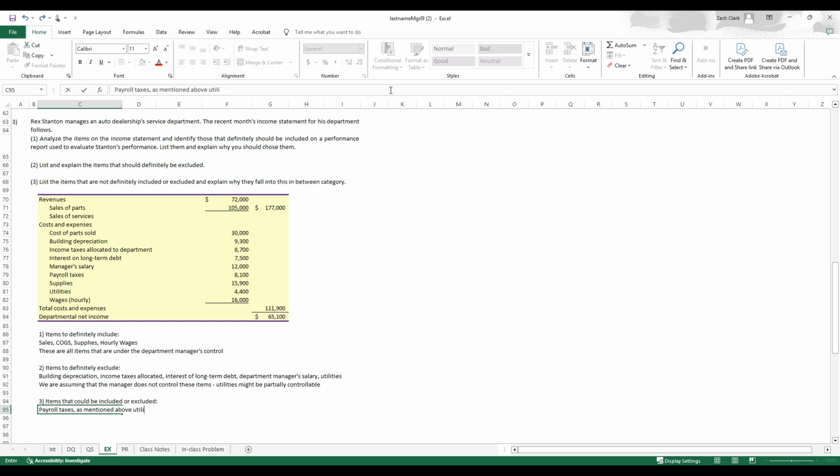As mentioned above, utilities could be included. Let's just take that out of there and put it down here, because if it's unclear, I guess we should be putting that in number 3. These ones are definitive.